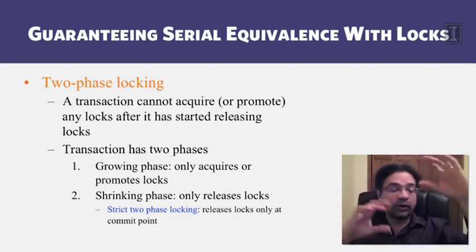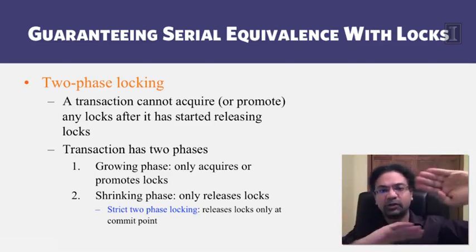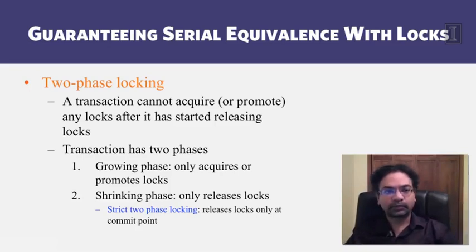When we're talking of phases, these are phases that would occur inside the transaction operations themselves. So each transaction has these phases while it's executing its operations. There's a variant of two-phase locking known as strict two-phase locking, where there is no shrinking phase. Instead, you release the locks only when you reach the commit point. Okay, so the releasing of the locks occurs only at one point, at the commit point of the transaction.